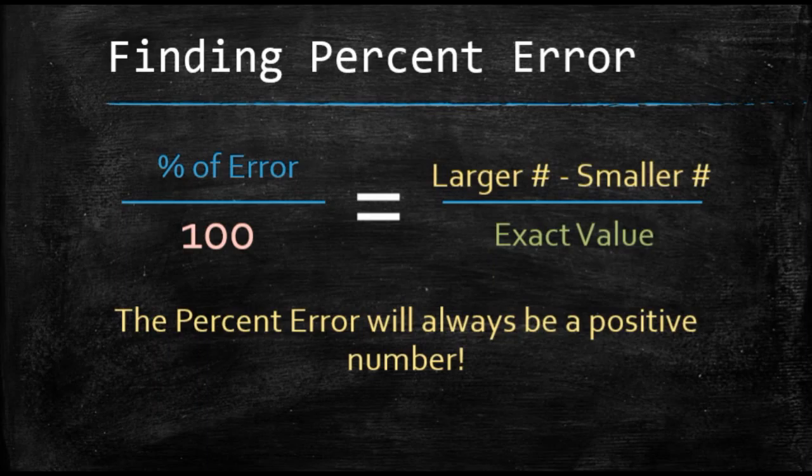Okay, so finding the percent of error, this is very familiar. We still have the percent of error on top, so the percent is on the top, and for the purpose of solving these problems it is going to be our variable. And we have 100 underneath, just like we always have. Here you'll take the larger number and subtract the smaller number, and then divide by the exact value. What was the actual real number that you got? So there's an estimate and then there's the exact value. What was the actual value? And the percent error will always be a positive number.